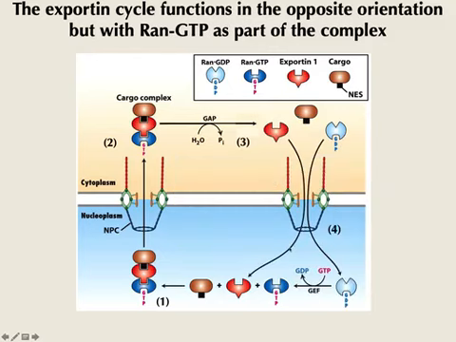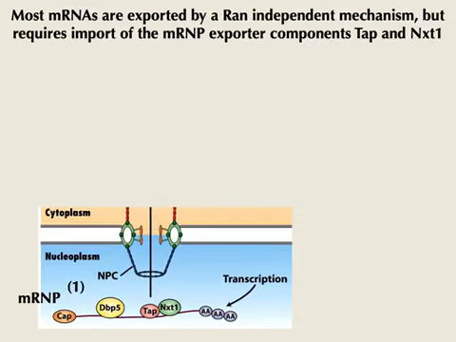So you may ask, well, don't they need their own NES or NLS to go in and out? No, because they are small enough. Okay? So these are really small proteins, so they can basically diffuse back into the nucleus.